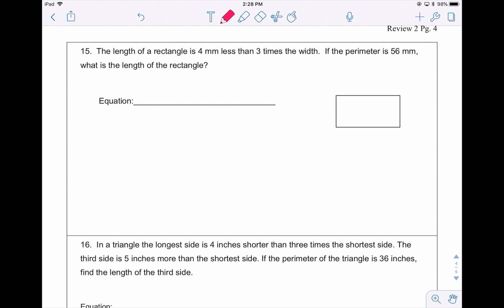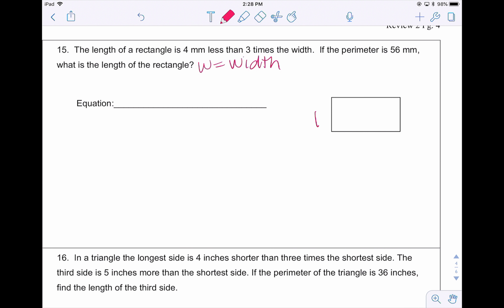Problem 15, the length of a rectangle is 4 millimeters less than 3 times the width. If the perimeter is 56 millimeters, what is the length of the rectangle? And we were asked to write W equals width for our variable. So I don't know my width, and I'm going to label it there.